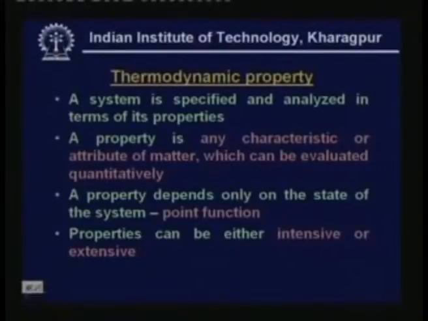And properties can be either intensive or extensive. An intensive property is independent of mass, whereas an extensive property is dependent on mass. So what are the examples of intensive properties? Temperature, density, these are the properties which we call intensive properties, because they really do not depend on the mass. For example, you take a mass of 1 kg and let us say that it has a temperature of 30 degrees. If you divide that mass into 2 parts, still the temperature of each part will be 30 degrees, it does not become half. So the temperature is an intensive property. Other intensive properties are pressure, density, etc.